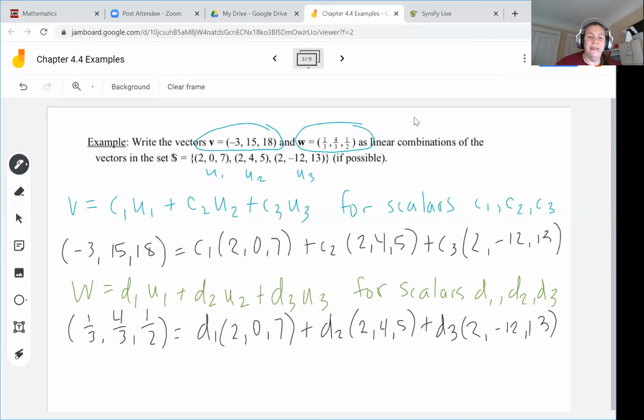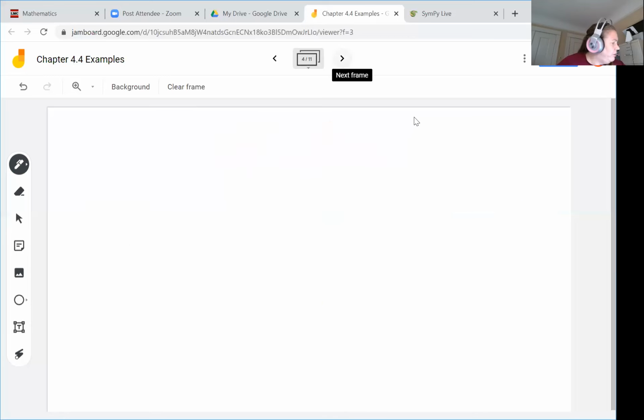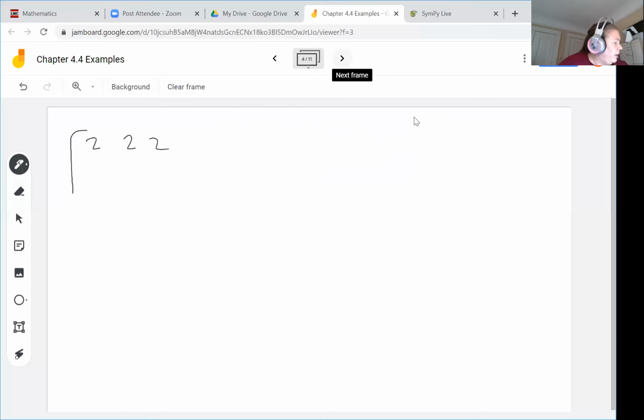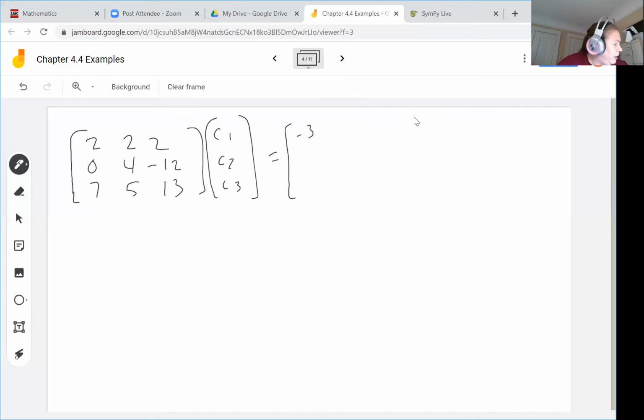So I'm going to translate these to systems in matrices. So I'm going to go ahead and translate these to a system for V. So that's going to be 2, 2, 2. And that 2, 2, 2 comes up because if we head back to the vector arrangements here, we see, okay, the first elements of U1, U2, and U3 are all 2. So we're going to have 2 in the first row there. And then following the next elements, we're going to have 0, 4, negative 12. And then following the third elements of those vectors, we're going to have 7, 5, and 13. And then we're going to multiply this by our C1, C2, C3. Those are the scalars we're trying to find. And that should equal vector V for us. So vector V is the negative 3, 15, and 18.